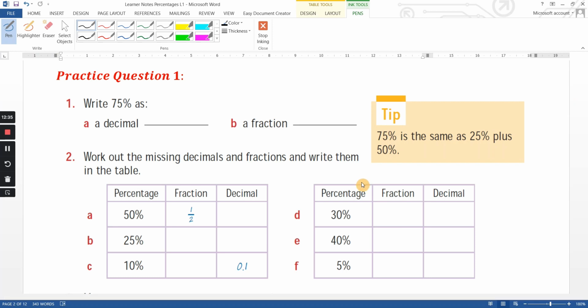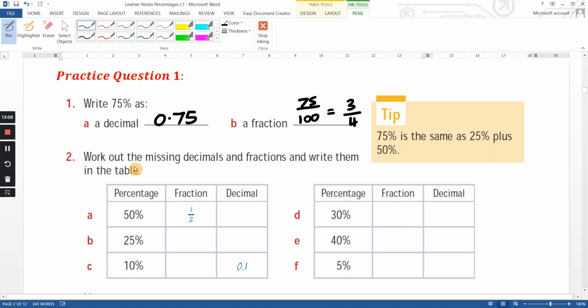Okay, let's go through these answers. Write 75% as a decimal. Well, you should know, hopefully, it's 0.75. If you're not sure, just work it out on the side. As a fraction, you could have put 75 over 100 as your answer, or if you simplified it, 3/4.